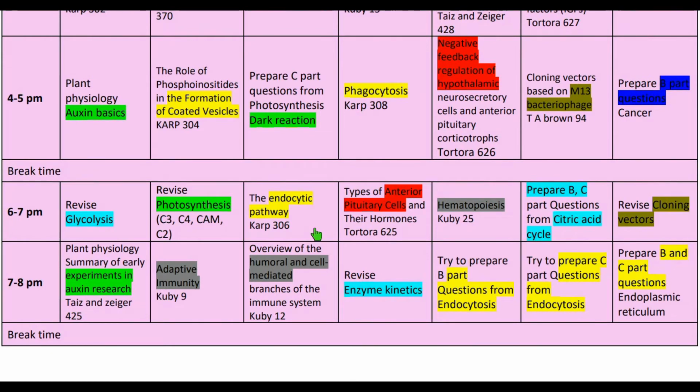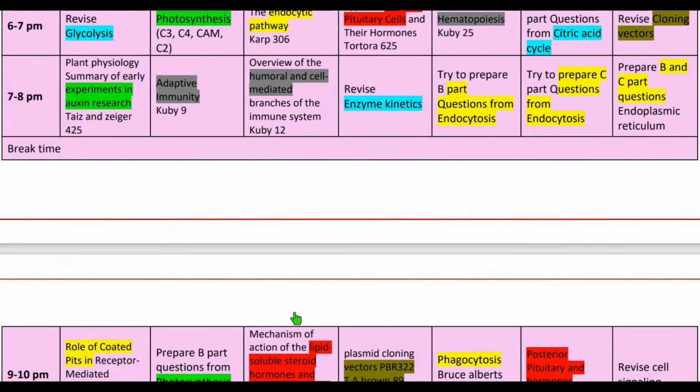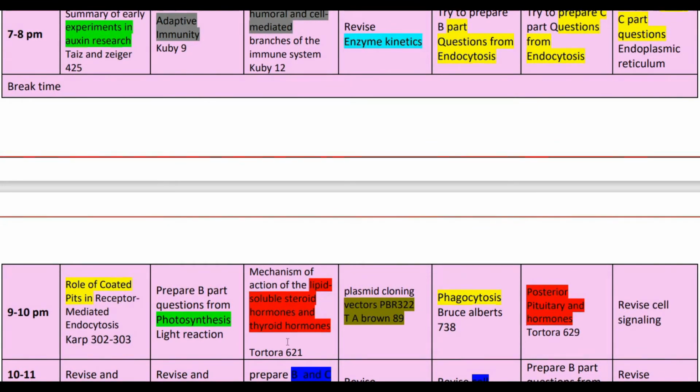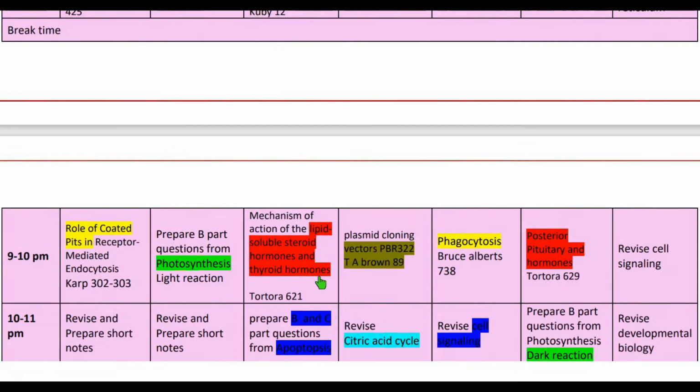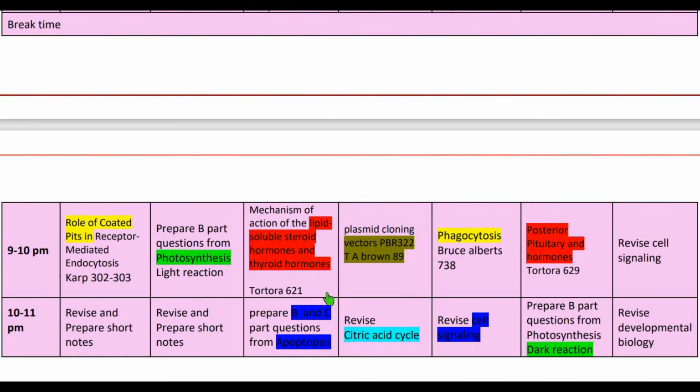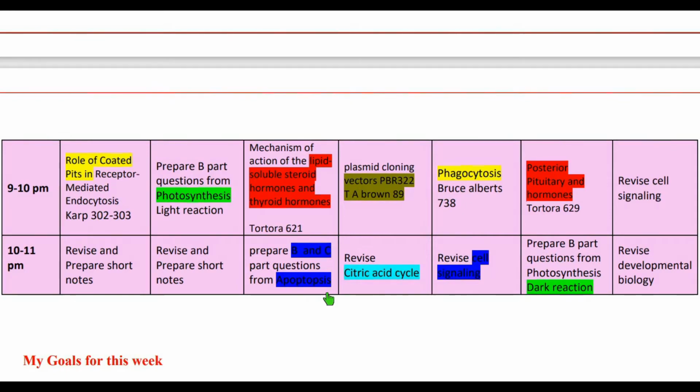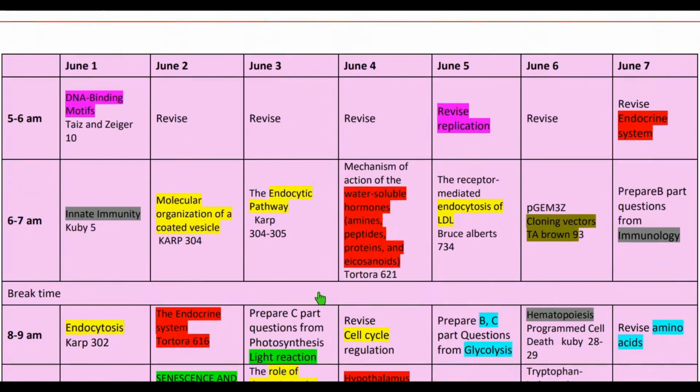6 to 7 p.m., the endocytic pathway. 7 to 8 p.m., immunology, overview of humoral and cell-mediated branches of the immune system. 9 to 10 p.m., mechanism of action of lipid-soluble steroid hormones and thyroid hormones. Which book to refer? Tortora. 10 to 11 p.m., prepare B and C part questions from apoptosis. June 4.